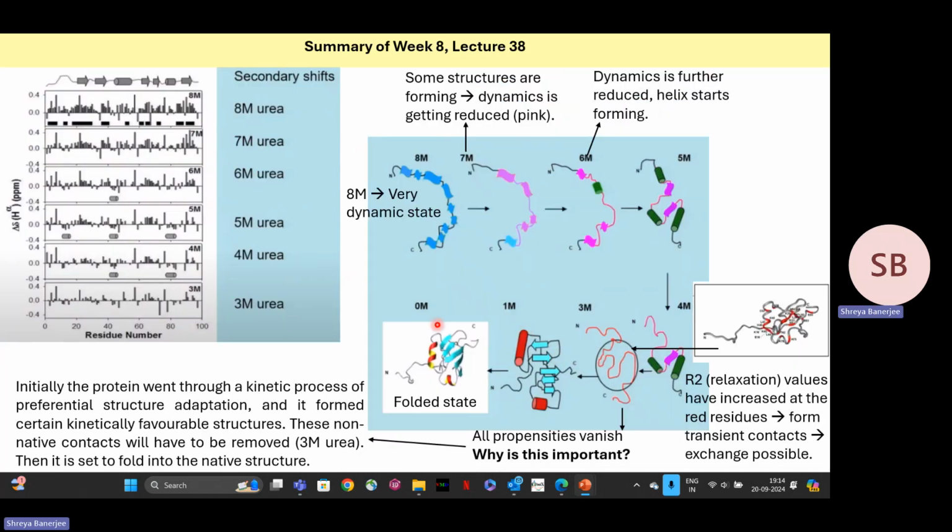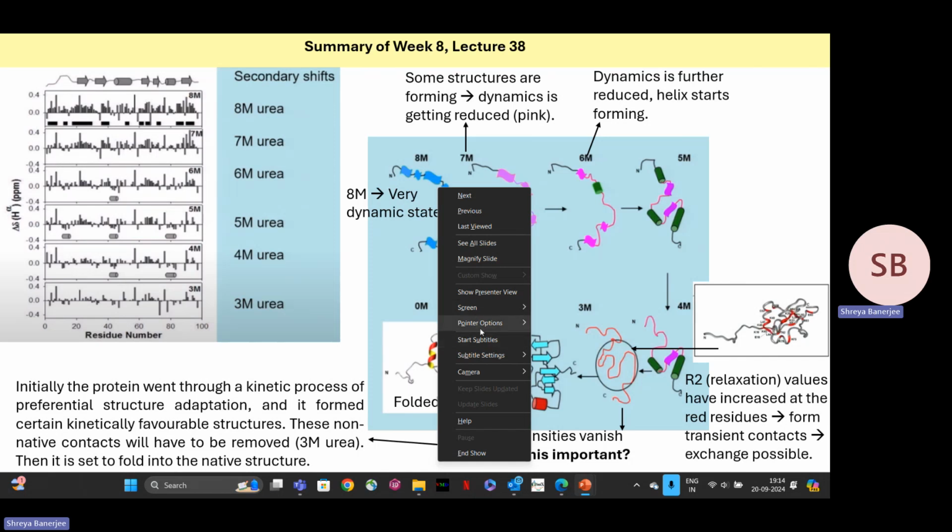Basically, suppose initially you have 8 molar urea. I have basically copied this into the next slide. At 8 molar urea, we saw that most of the delta S of H alpha is positive. That means it has a propensity to adopt beta sheet. At 8 molar urea, the unfolded structure is plotted, and these indicate beta sheet. So you can see this kind of structure that is shown.